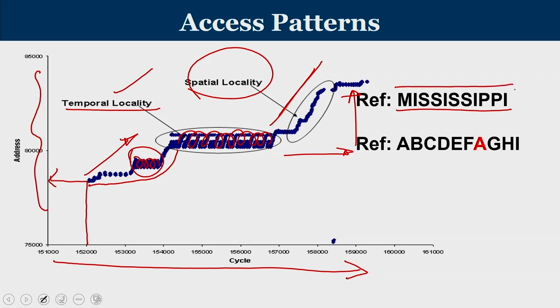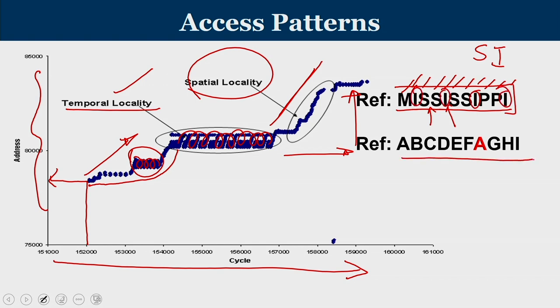So, if these are the set of addresses that the processor is demanding, M, I, double S, I, double S, I, double P, I, you can find that there are a lot of S and a lot of I being repeated. That is essentially what we are discussing right now. It is called temporal locality. The addresses S and I are frequently re-referenced.